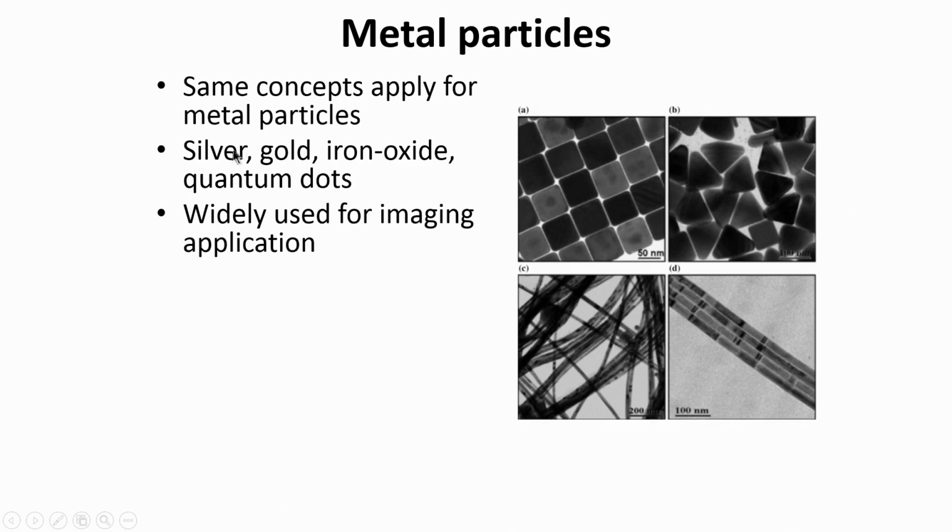Some of the ones that are widely used are silver and gold. Gold is one of the most widely used. You have iron oxide, both of these are being used as contrast agents. You have quantum dots, which are used quite a lot with imaging, mostly fluorescence imaging. Quantum dots also have some limitations because some of the metals that are used could be toxic, but the field has evolved enough that they have been able to make sure that these are non-toxic, at least for the time period that they are required for.